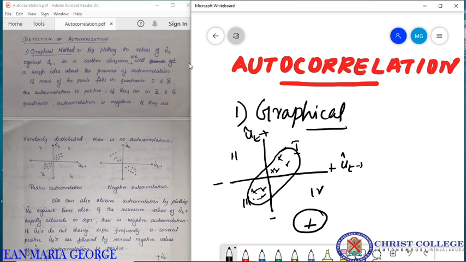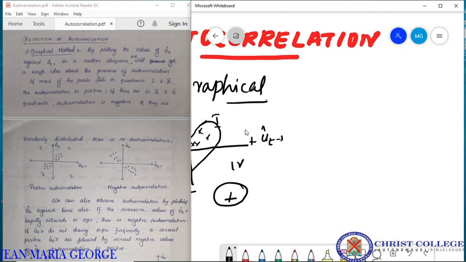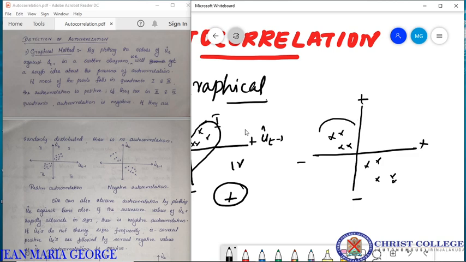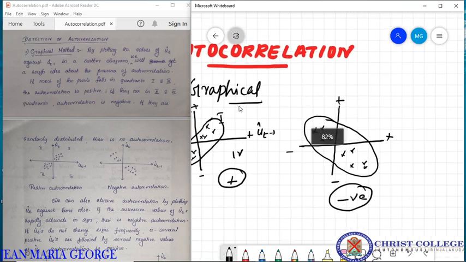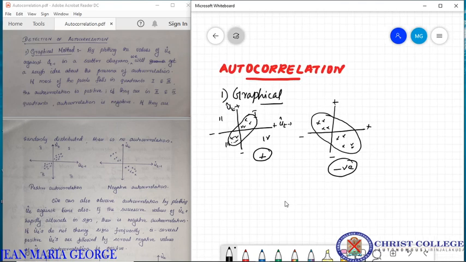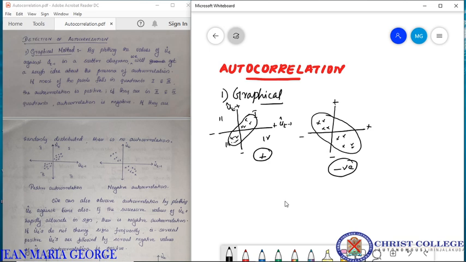Now again, when we plot the values in a graph, if the points fall in the second and fourth quadrants, here it is positive, positive, negative, negative. Here also we can see a specific pattern, and there is opposite sign. So that means here we can see negative autocorrelation. Either way, we can see positive or negative autocorrelation, but the thing is that autocorrelation is present here.